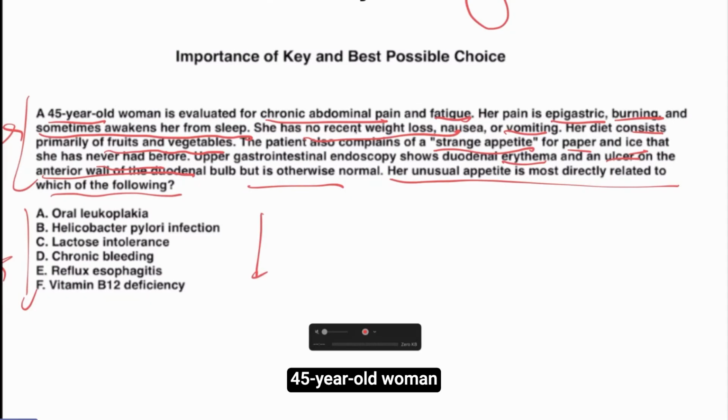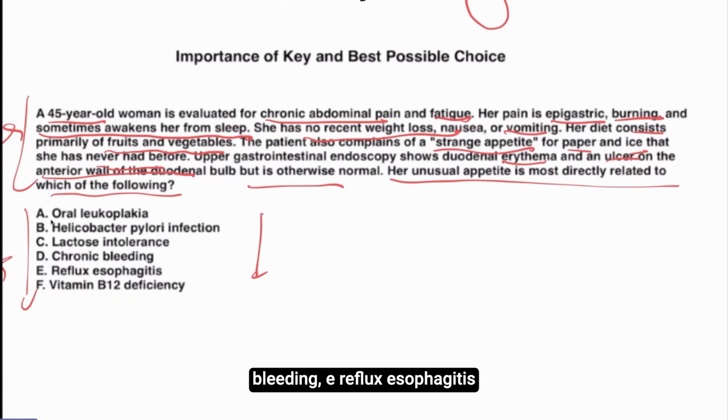Okay, a 45-year-old woman presents with chronic abdominal pain and fatigue. Pain is epigastric, burning, and sometimes awakens her from sleep. She has no recent weight loss, nausea, or vomiting. Diet consists primarily of fruits and vegetables. The patient also complains of a strange appetite for paper and ice that she's never had before. Upper GI endoscopy shows duodenal erythema and an ulcer on the anterior wall of the duodenal bulb, but is otherwise normal. Her unusual appetite is most directly related to which of the following? A. Oral leukoplakia. B. Helicobacter pylori infection. C. Lactose intolerance. D. Chronic bleeding. E. Reflux esophagitis. F. Vitamin B12 deficiency.